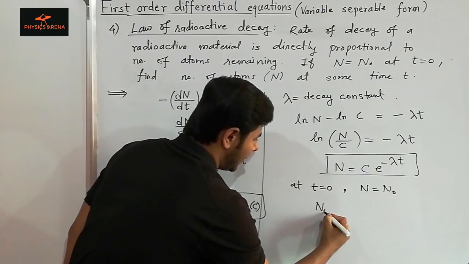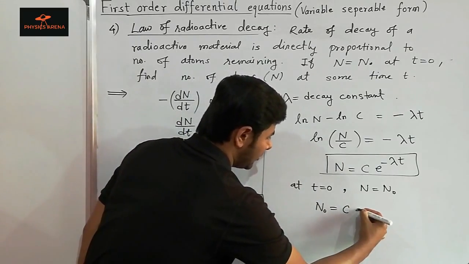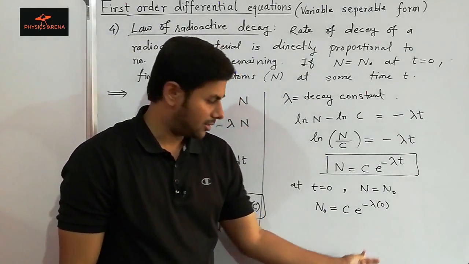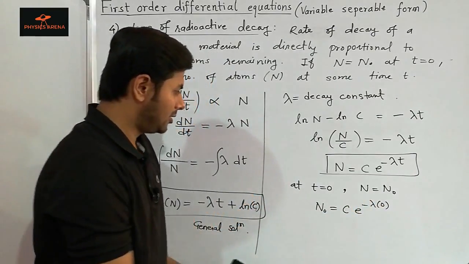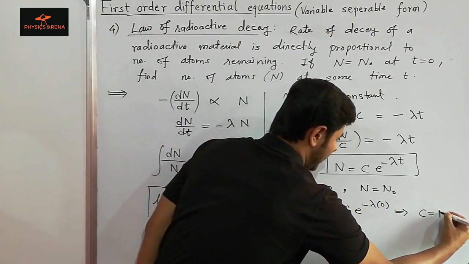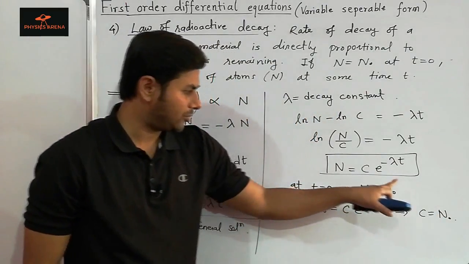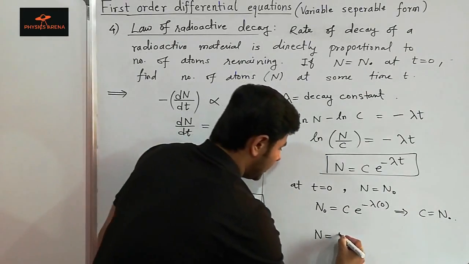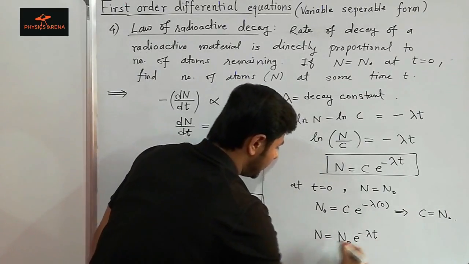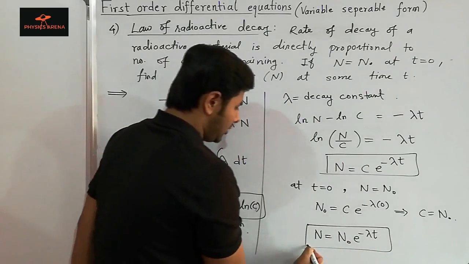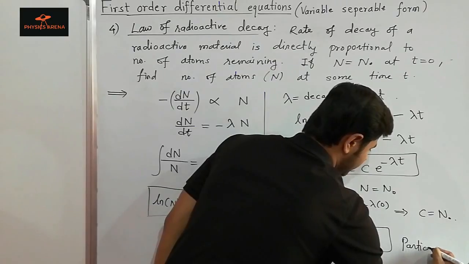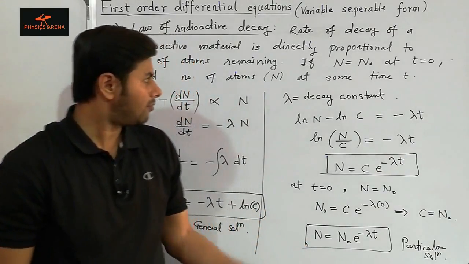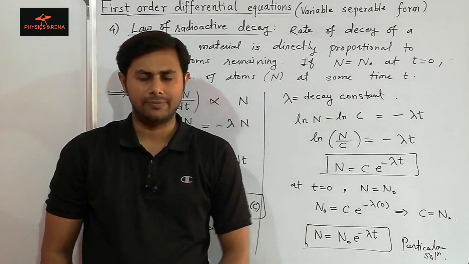Substituting that, we have N equals N naught equals C times e raised to minus lambda times t, which is 0, and anything raised to 0 is 1, so this term is 1. So from this we get C equals N naught, and let's substitute that here. So we have N equals N naught e raised to minus lambda t. So this is the particular solution, and it gives us the number of atoms at any given time.